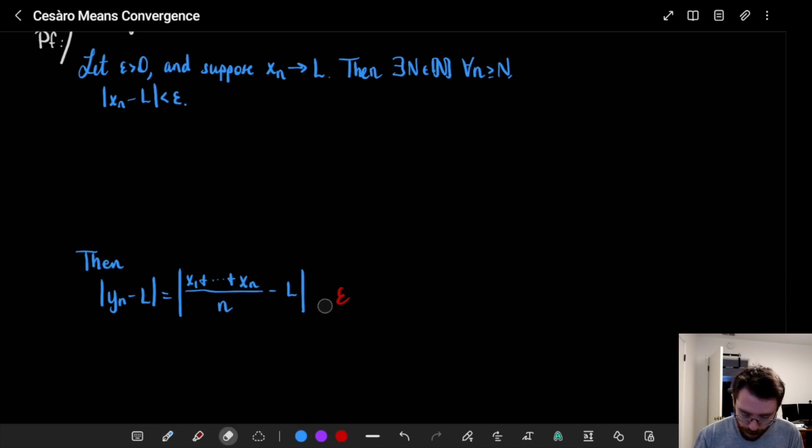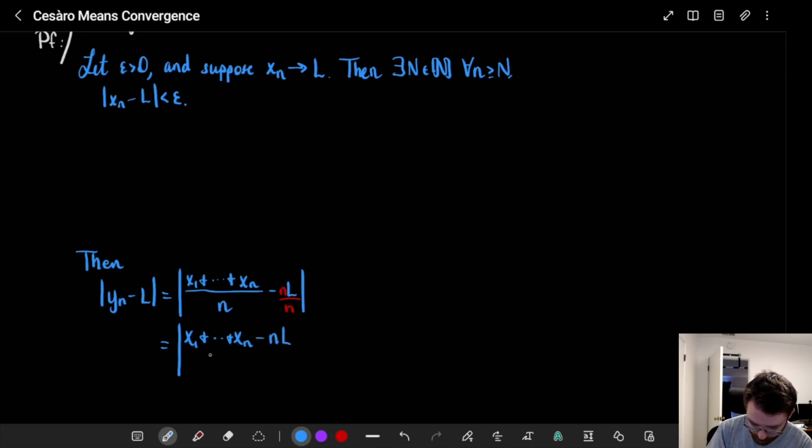Maybe your algebra brain just says, well, I can make it a slightly nicer expression if I combine these into a single fraction. So let's just follow that instinct and see what we get. That would be x1, so the numerator is still x1 up to xn. But then this would become like nL over n, right? So I get a minus nL here, and all of this is over n. Okay, still ugly, but maybe getting nicer.